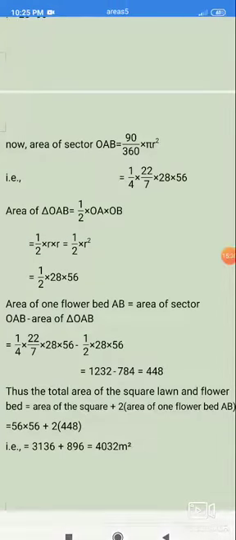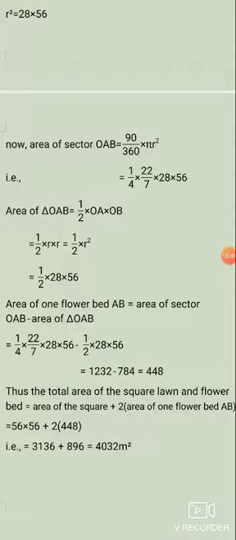Thus the total area of the square lawn and the flower bed is equal to area of the square, that is the middle portion, plus twice the area of the one flower bed, that is 56 into 56 plus 2 into 448, that is 3136 plus 896, which is equal to 4032 meters square. Clear, students? Okay, thank you.